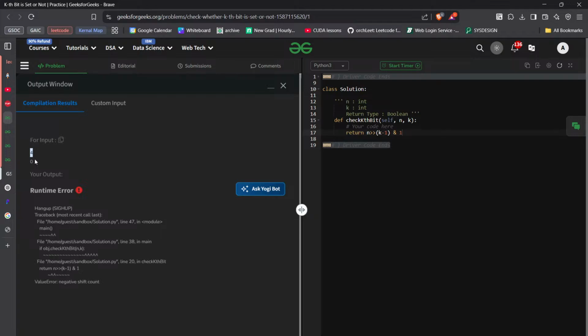For input 4 and 0, your output is a negative shift count. What do you mean? Negative shift count. What did I do wrong? Let's read the question first.